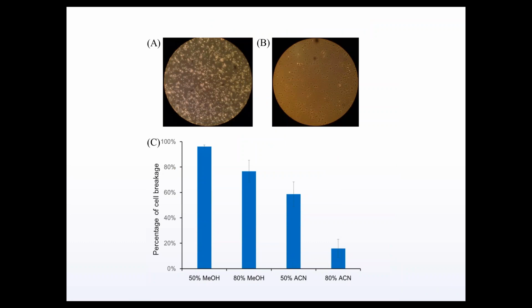But what we find is that controlling the composition of the cell suspension solution is very important in order to achieve high efficiency of cell lysis. With 50% methanol in water for yeast cells with very tough cell membranes, we can break more than 95% of cells. No harsh chemicals are used in the workflow.